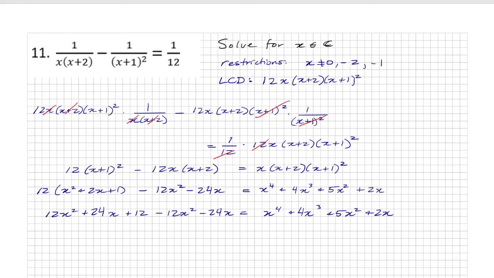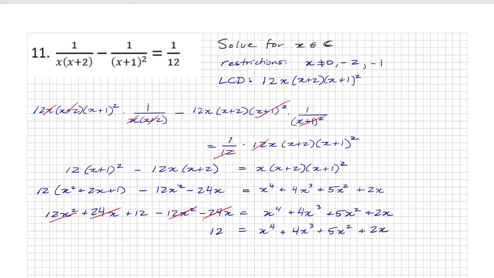I distributed the 12, as you can see right here, into this bracket. And you'll see that I have 12x squared minus 12x squared, so that's going to cancel. And then I have positive 24x minus 24x, so that's going to cancel and equal 0. So on the left side, I just have it equal to 12.